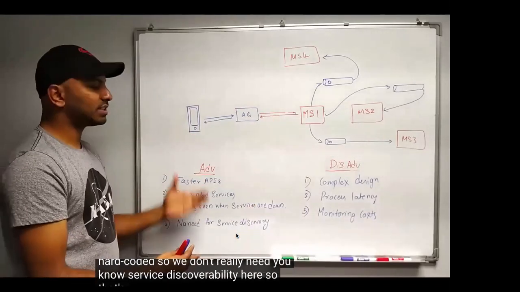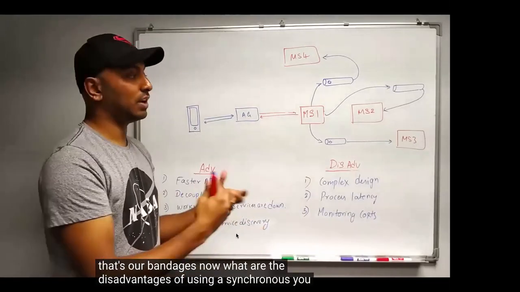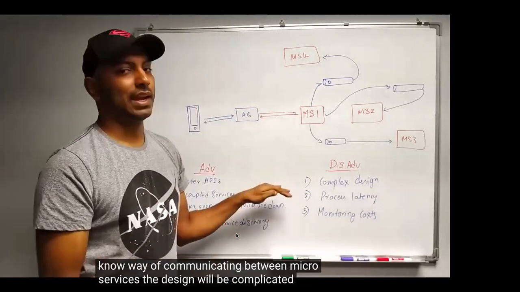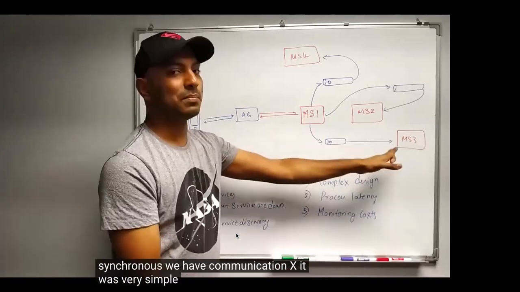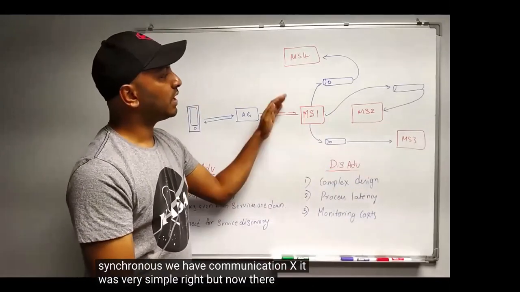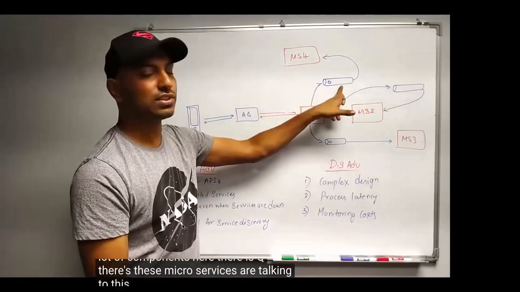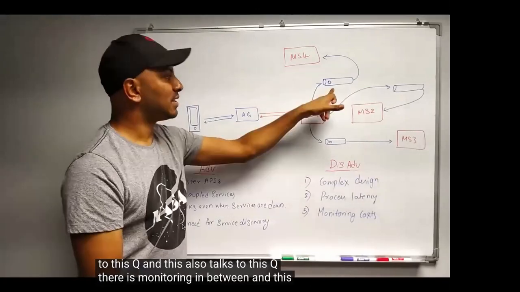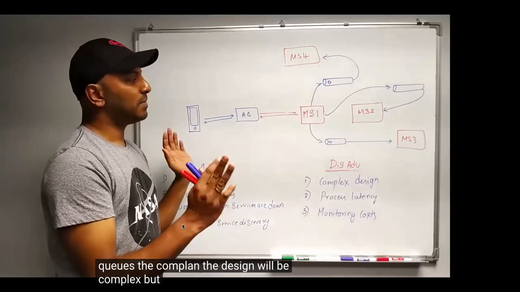So those are the advantages. Now, what are the disadvantages of using the asynchronous way of communicating between microservices? The design will be complicated. In the previous synchronous way of communication, it was very simple, right? But now there are a lot of components here. There's a queue, these microservices are talking to this queue, and this also talks to this queue. There is monitoring in between, and this is distributed. We need to maintain these queues. The design will be complex, but the system works well and it is decoupled.